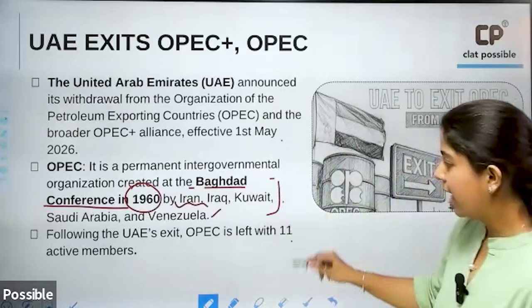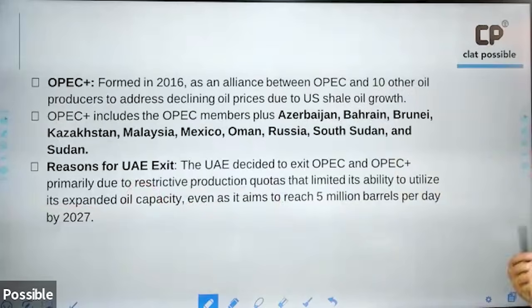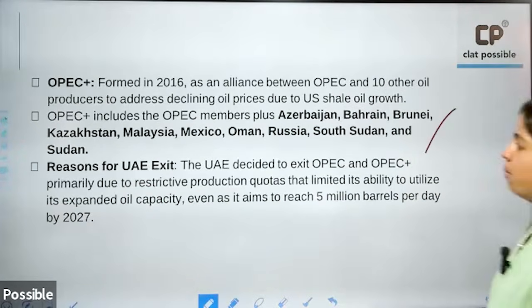Now, OPEC has a total of 11 active members. Then we also have OPEC Plus, which was formed in 2016, an alliance between OPEC and 10 other oil producers to address declining oil prices. OPEC Plus includes Azerbaijan, Bahrain, Brunei, Kazakhstan, Malaysia, Mexico, Oman, Russia, South Sudan, and Sudan.